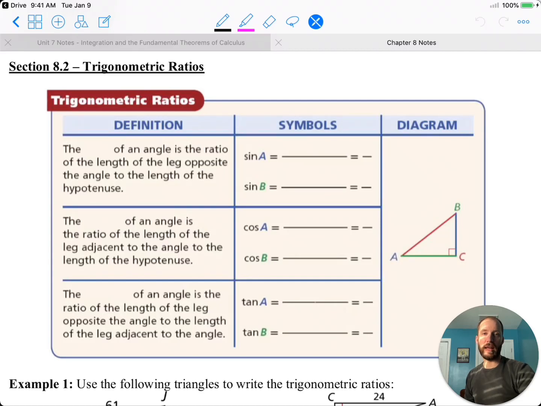Hey, section 8.2, looking at trigonometric ratios. What you've seen before is sine, cosine, and tangent. We're really looking at an introduction to these three ratios using right triangles. So sometimes you'll hear me say right triangle trigonometry. I'm referring to sine, cosine, and tangent for these right triangles and using the sides of the right triangle.